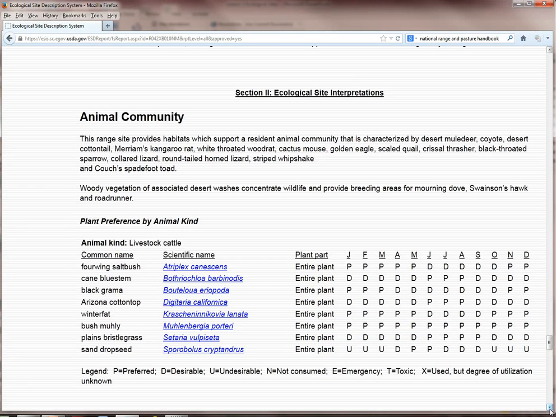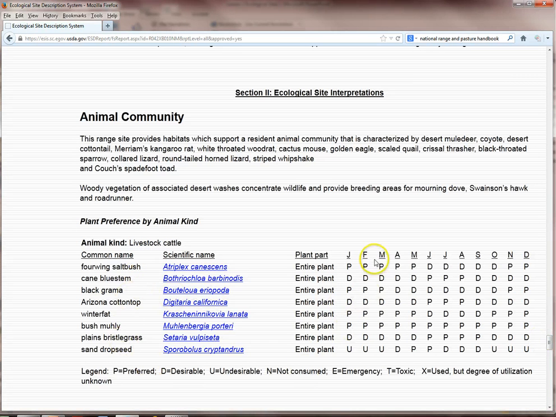The third component of an ecological site description is the site interpretations. And here we find information about the different types of management uses that can be received from these sites. So there's information about the wildlife habitat, the typical wildlife community. Sometimes you will see information about species by species plant preference of what different animals like to eat on the land. Here we have it for cattle specifically.